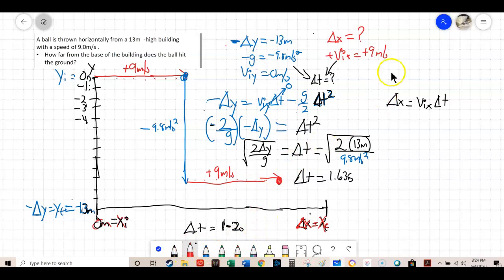I'm going to just move it over a little bit so it's nice and clean. We're going to plug that v_ix in here. And so to get delta x, that's going to be 9 meters per second. So that's the positive in front. So now I'm just going to be solving for magnitudes. And the time is 1.63 seconds.